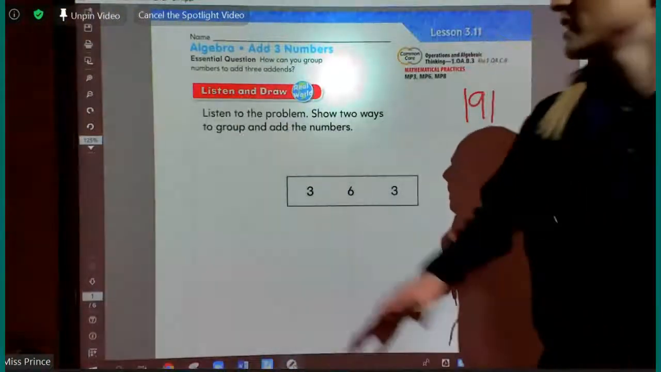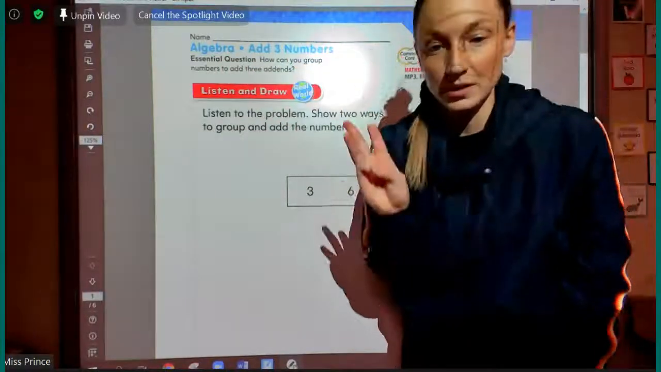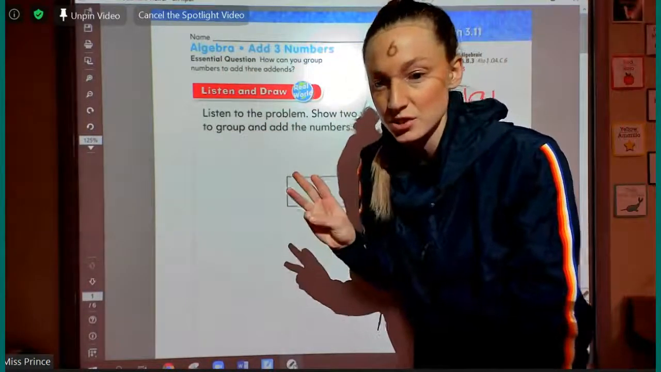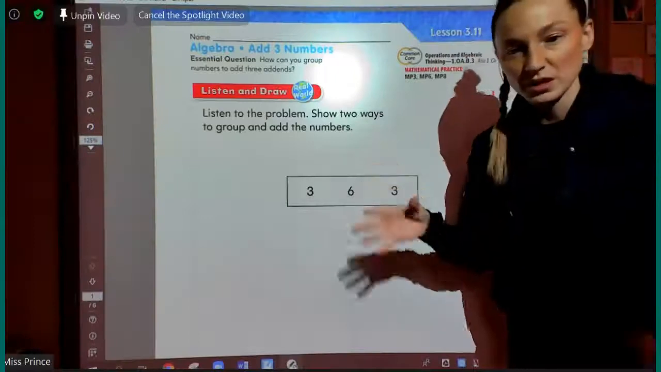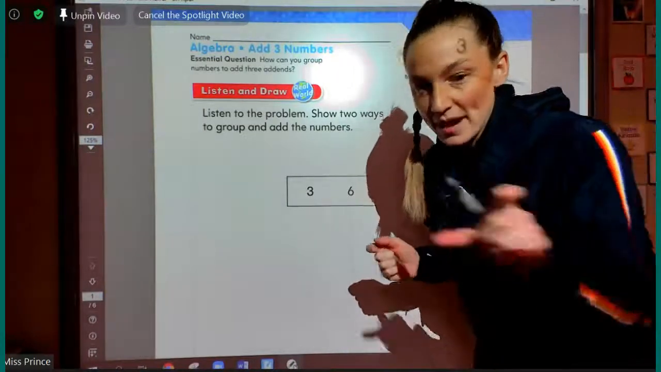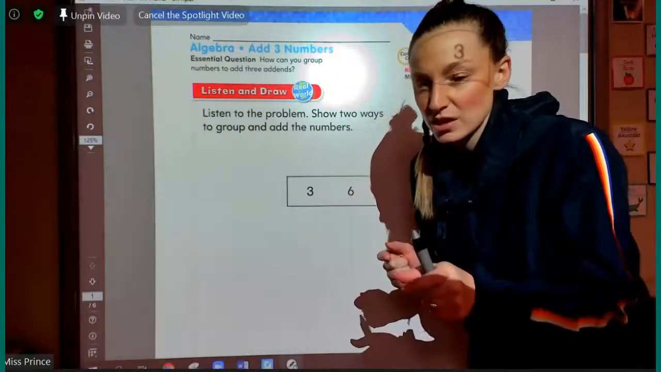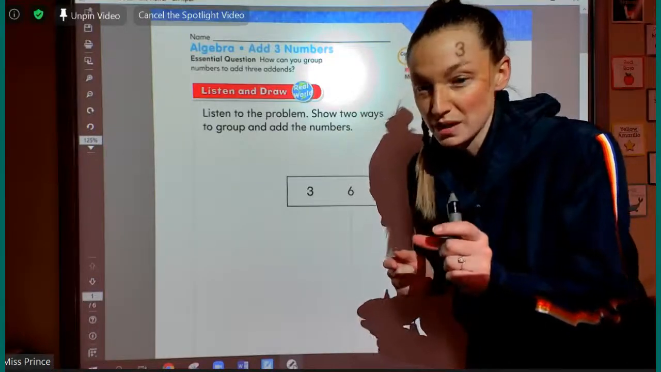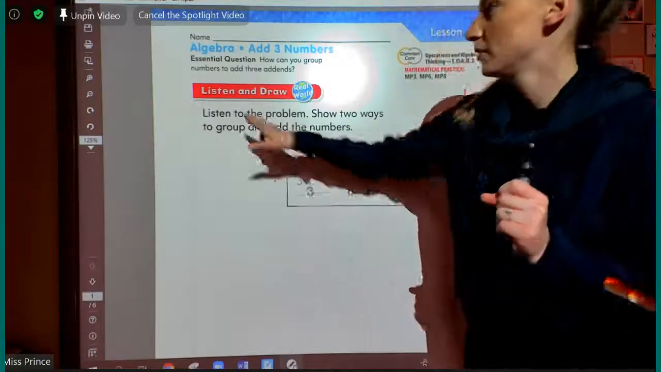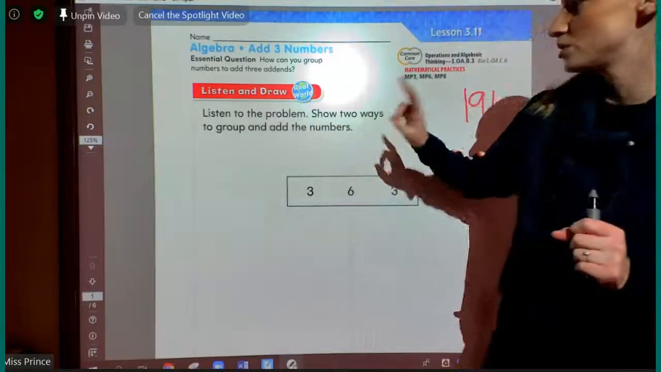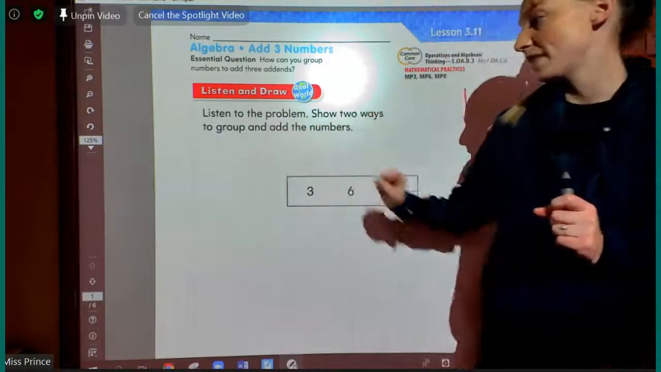This unit says algebra, add 3 numbers. So we're doing the same thing that we did yesterday, except the problems are going to look a little bit different, the way that they write them out, and we might not be using cubes or counters as much in this one. So listen to the problem, show 2 ways to group and add the numbers.